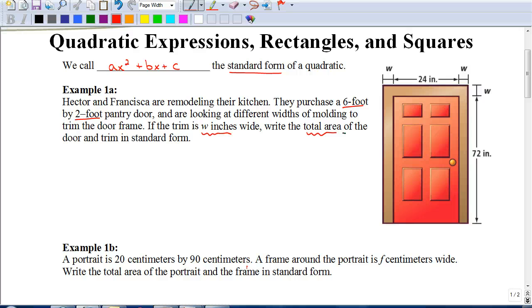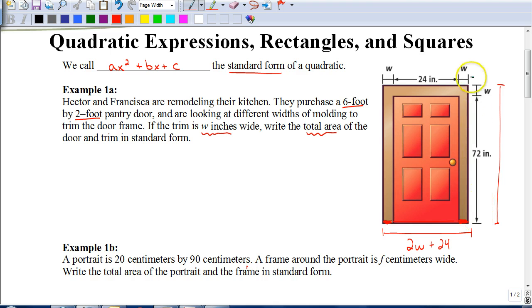Now first off, if we want to know the total area, we want to know what the total dimensions are for each side. Well, I know the door is 24 inches wide, and we're going to have W inches that we're going to add to either side of it. So I'm going to write that as 2W plus 24. Where do I get the 2W from? Well, I know that this width here is W, and I know this width here is W. So W plus W is 2W, plus 24, which we know is the width of the door. So we have 2W plus 24.